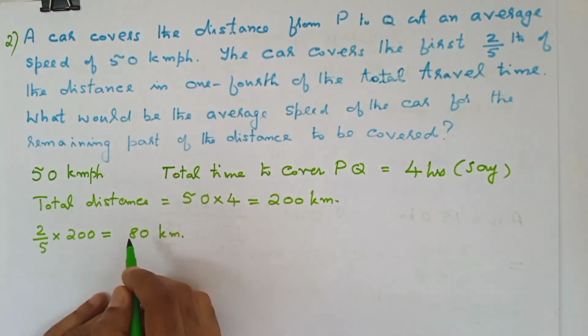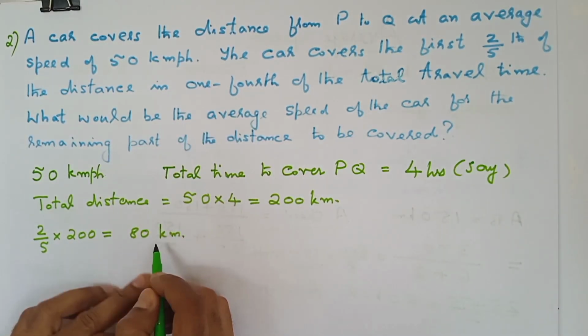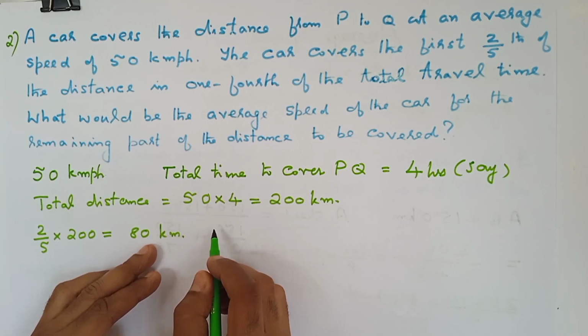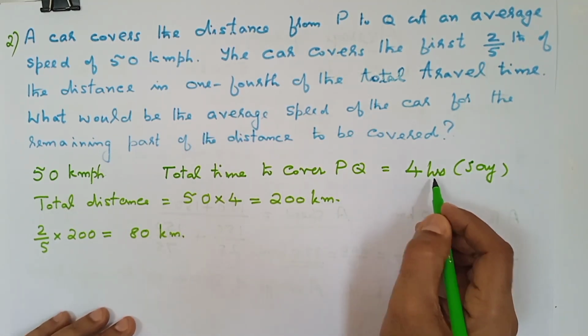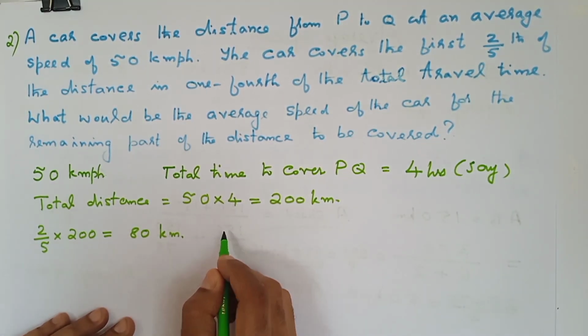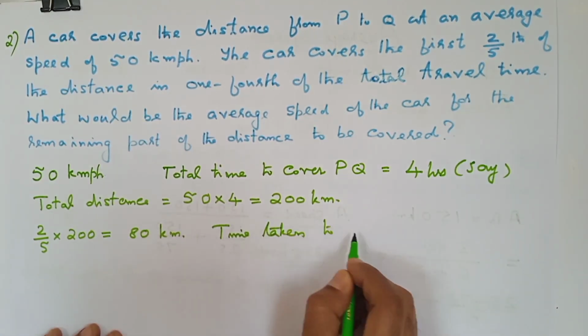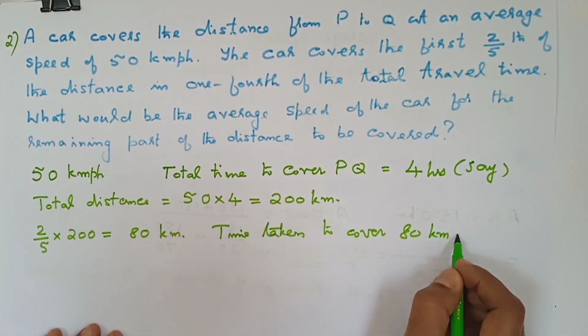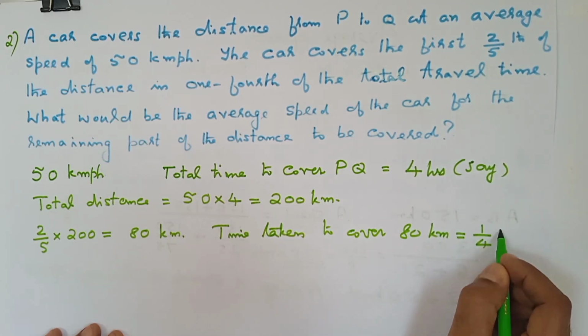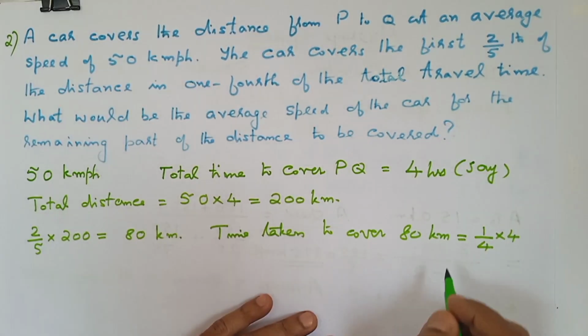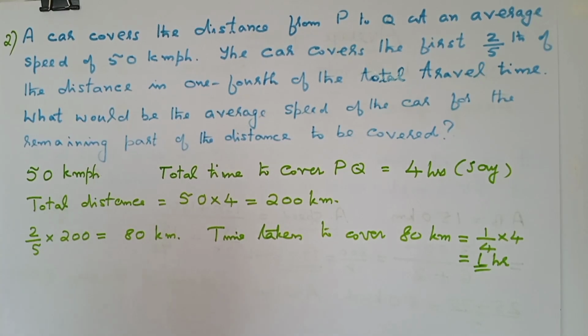How much is the time taken for covering so much distance? 1/4 of the time. So total time assumed to be 4 hours. 1/4 of that means 1 by 4 into 4. You can find out time taken to cover 80 kilometer equal to 1 by 4 into 4, which is equal to 1 hour. We are looking at the average speed of the car for the remaining part.